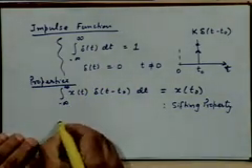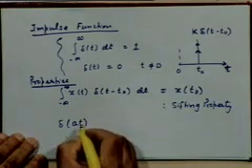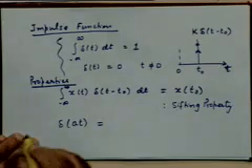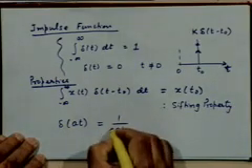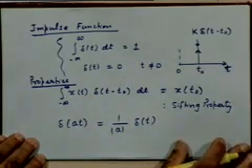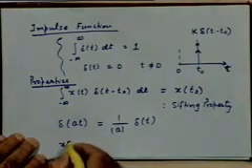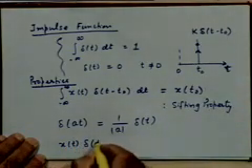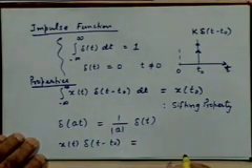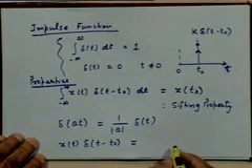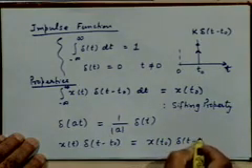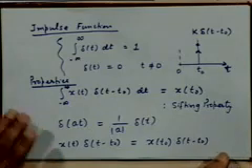Some of the other properties are, if you scale the time axis by a, then delta(at) would be 1 by mod a of delta(t), and so on and so forth. The last property that I would like to discuss is, suppose I consider just the product of x(t) into delta(t - t0). We can also write this as x(t0) into delta(t - t0). Alright?